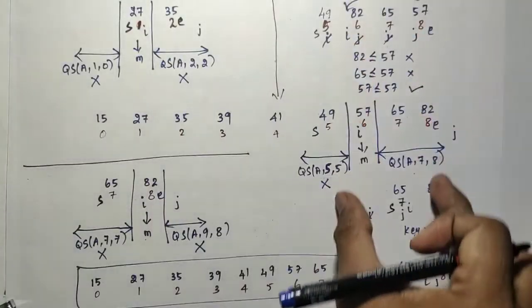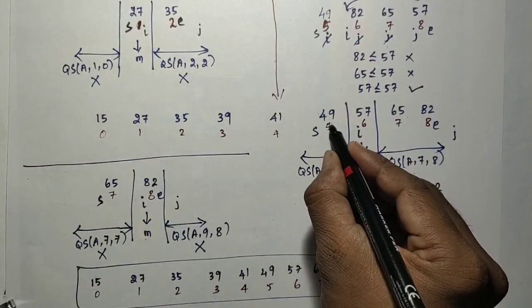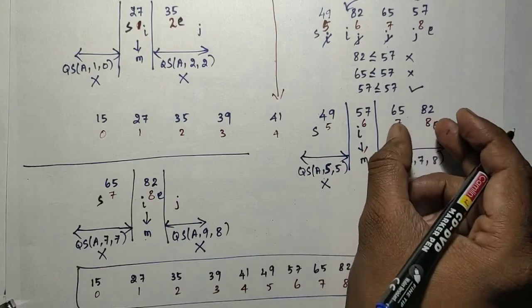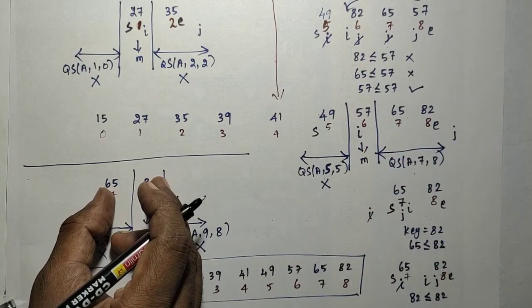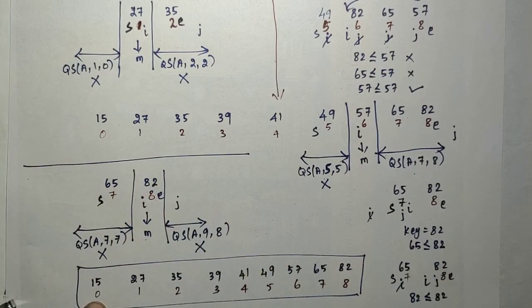And then for the 5 and 6 we have applied again, the 5th and 6th position 49 and 57, and for the 7th and 8th we have applied here. So at the end the 7th and 8th will be the same. So 0th to 3rd: 15 to 39, 4th position is 41, 5th and 6th 49, 57, 7th and 8th 65 and 82. This is the final sorted elements. So this is the way of tracing that quick sort algorithm.